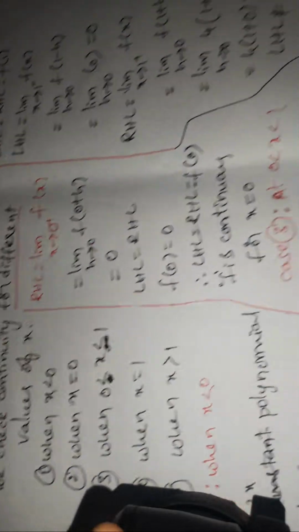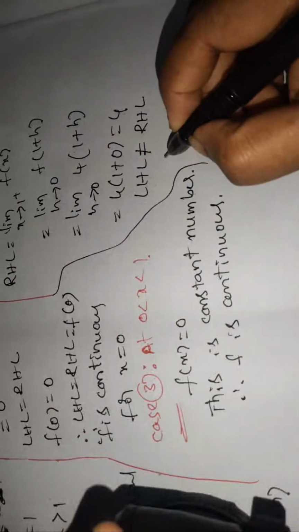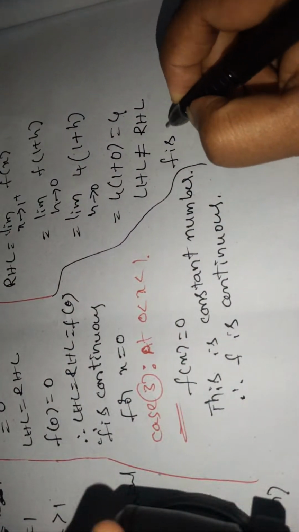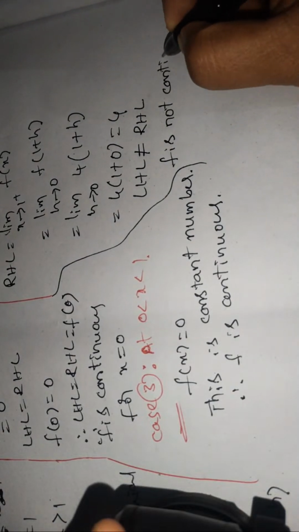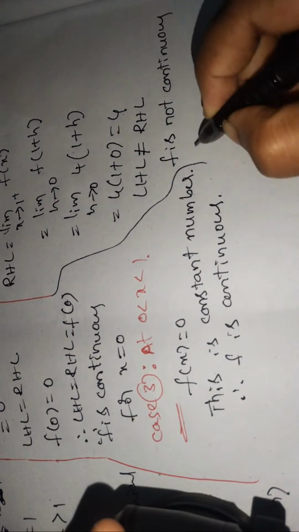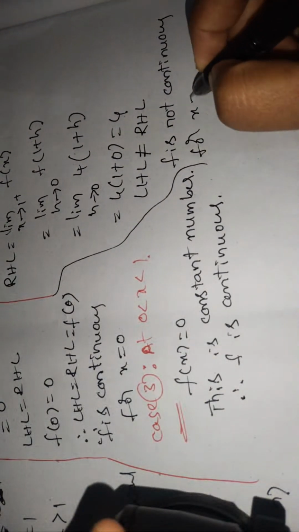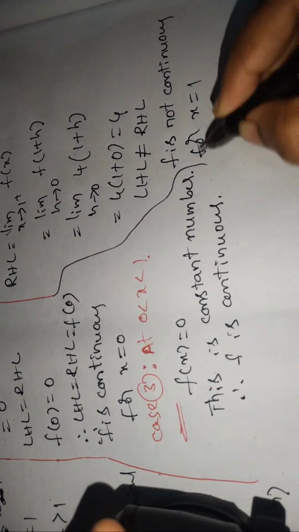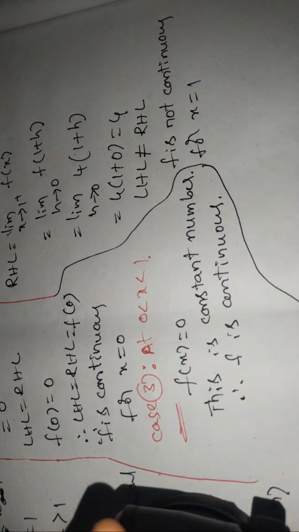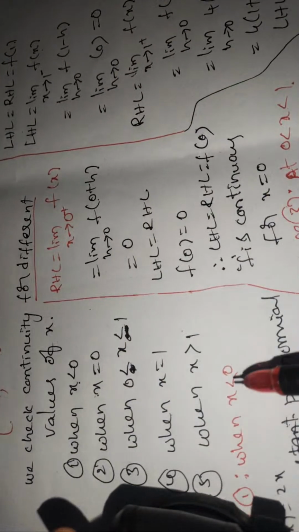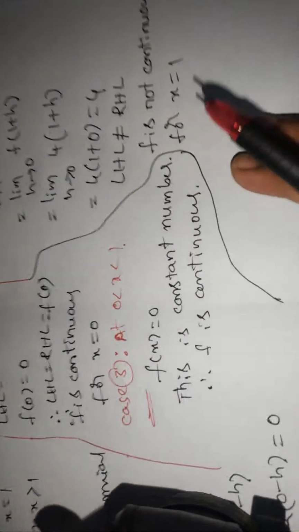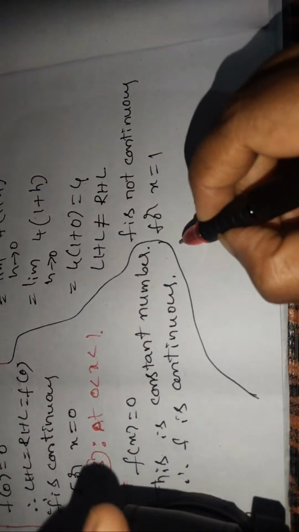So f is not continuous. Both are not equal means f is not continuous for the x is equal to 1 case. Next, the last case. What is the last case for us? x greater than 1. Go for the last case.